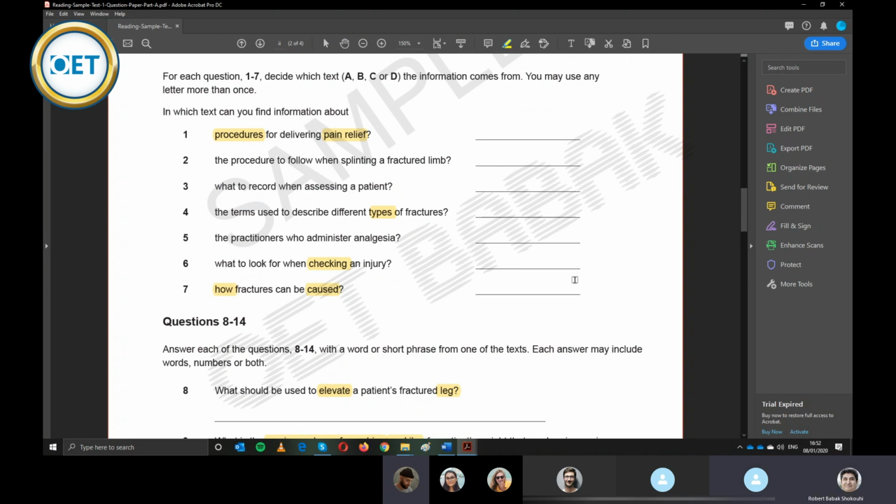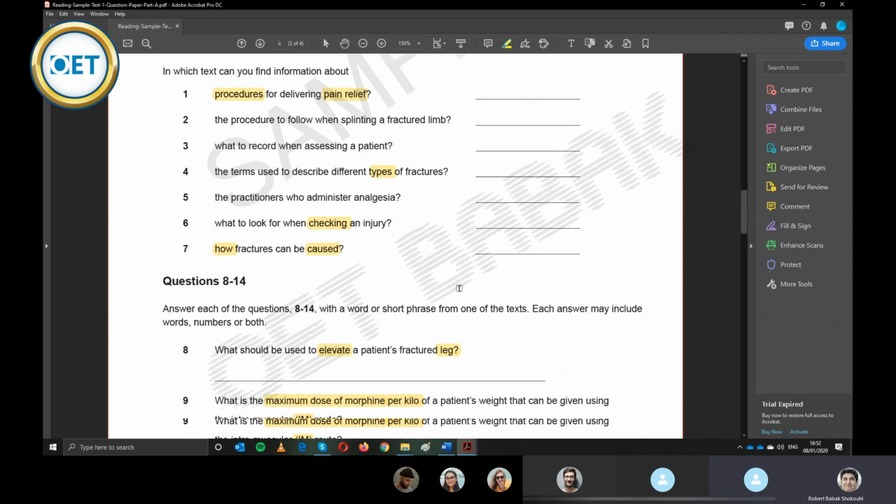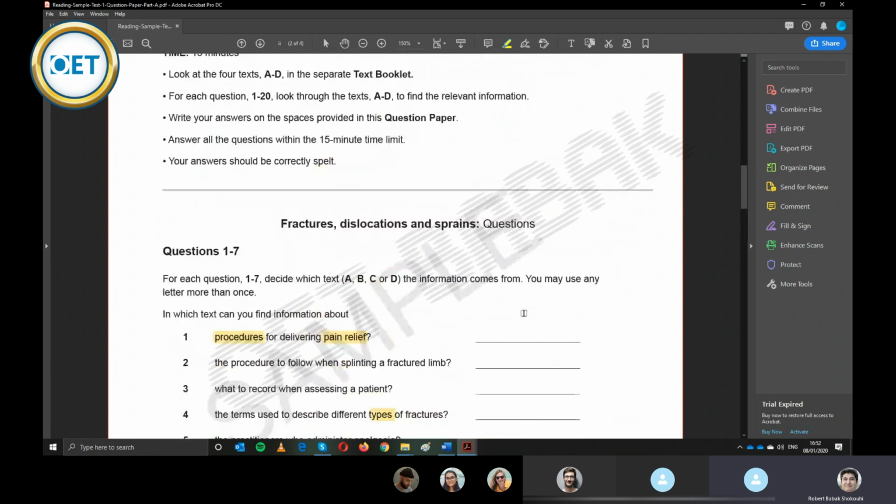So yeah, usually we choose a keyword which is unique. Okay, so if the whole thing is about fracture, we don't choose fracture as a keyword. As you can see, we choose something which is different from the whole passage. Okay, now what is skimming?